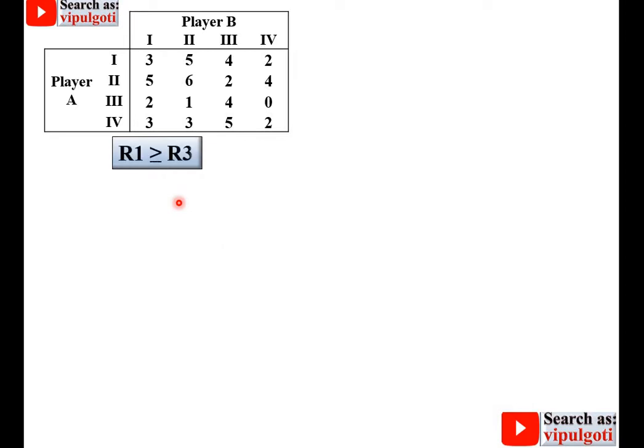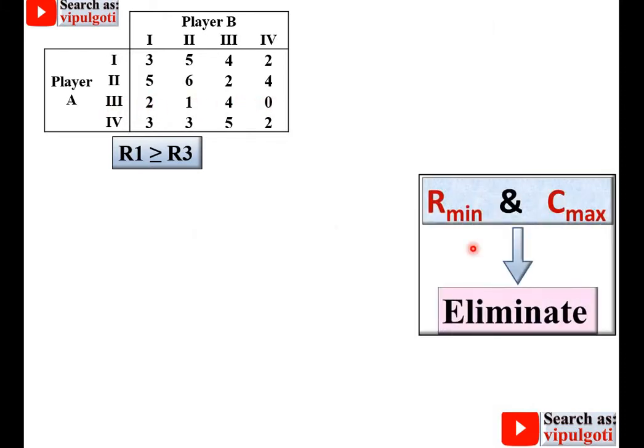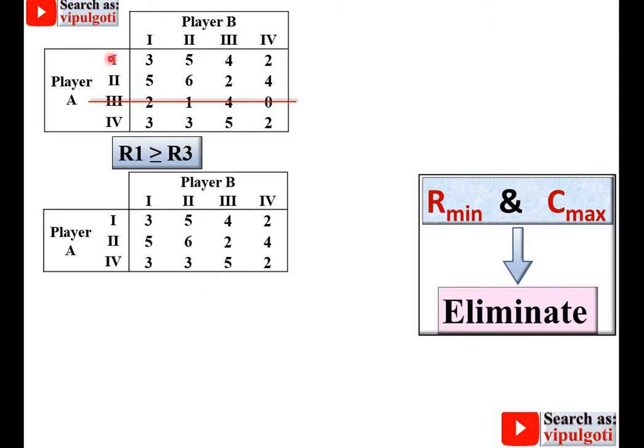Here I can say R1 is greater than or equal to R3. That means each and every element of R1 is greater than or equal to the corresponding element of R3. And according to the dominance rule, always the row minima and column maxima should be eliminated. So here R3, that means row 3, is minimum, so it should be eliminated. So I am going to eliminate this row 3, and your remaining payoff matrix is this one. So here you can see the third strategy is eliminated.